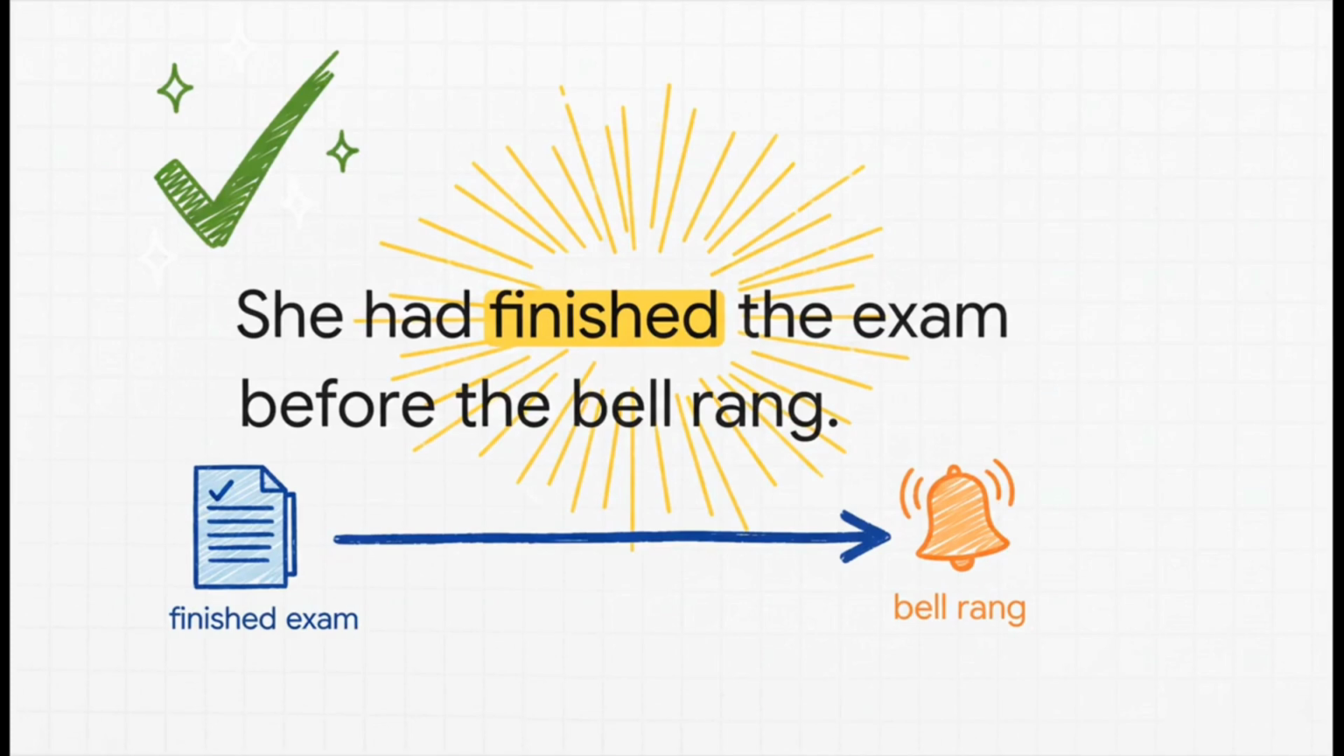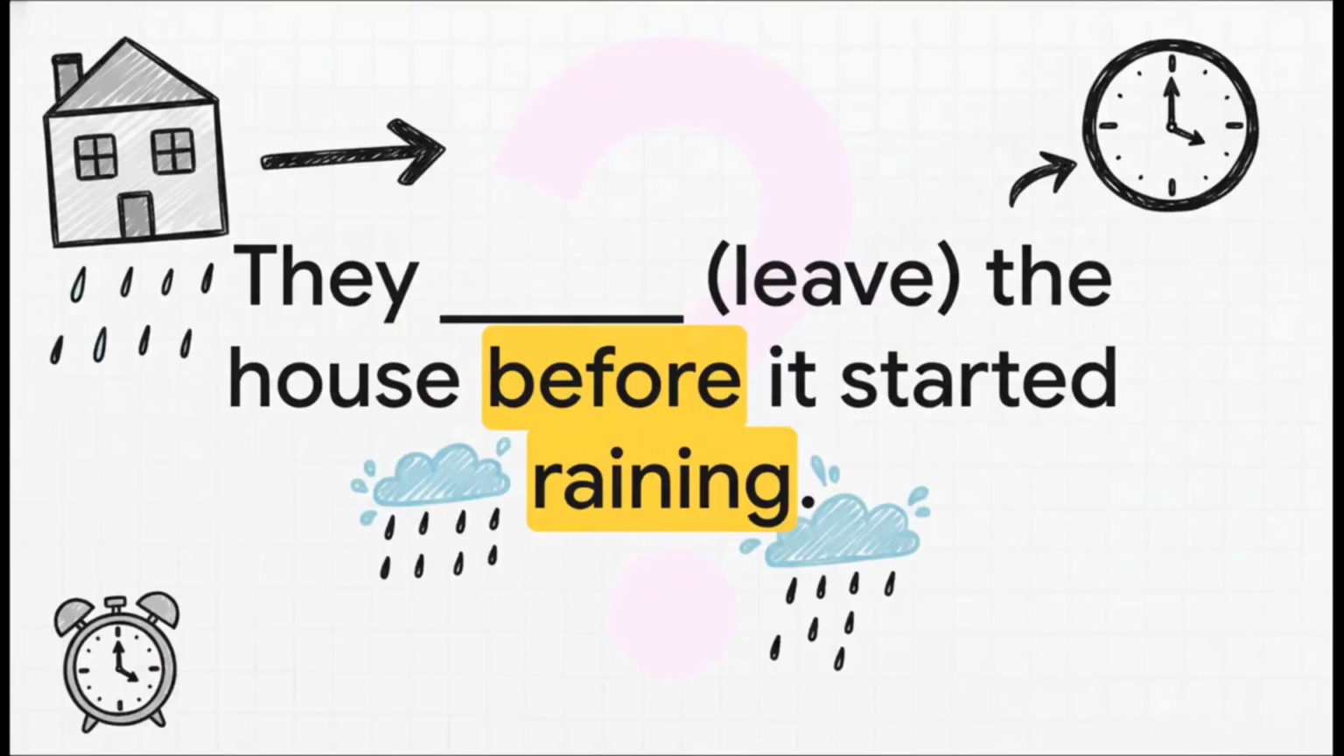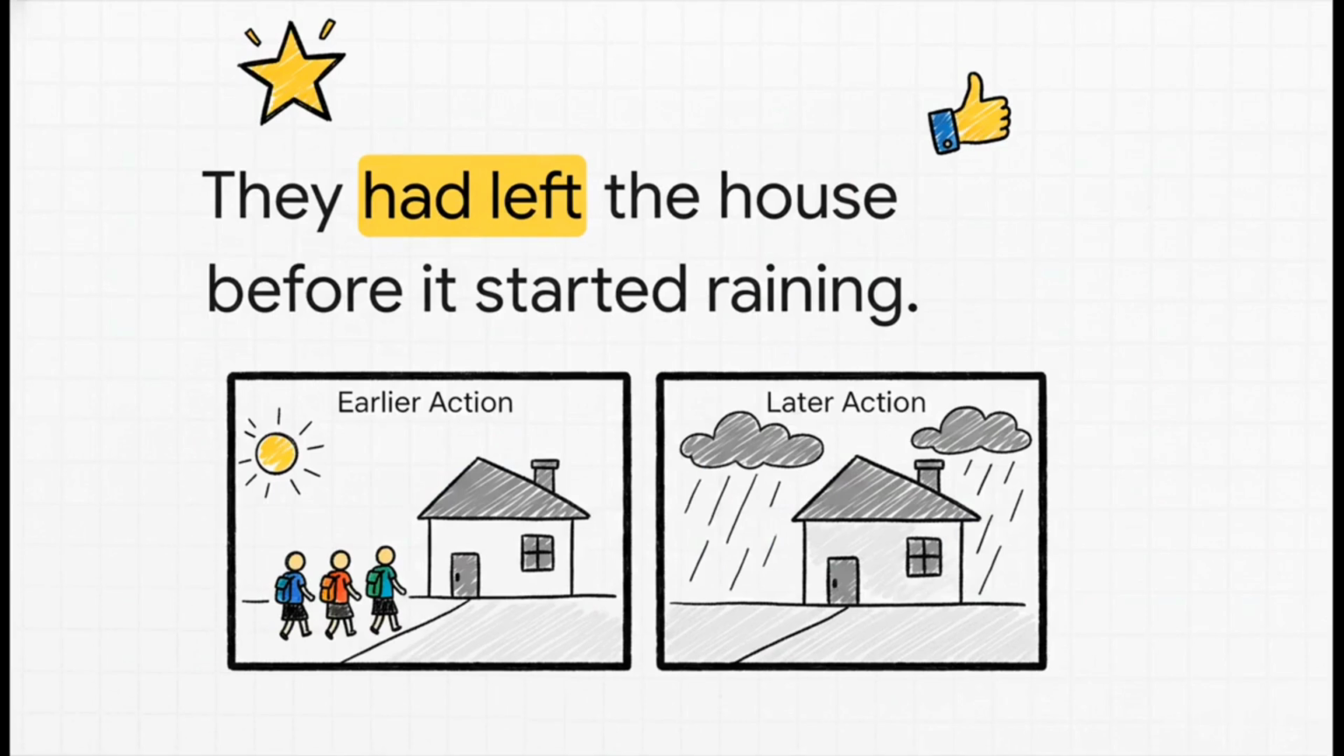Nicely done. Okay, let's do one more, just to be sure. They leave the house before it started raining. Again, two past actions, leaving the house, and the rain starting. Before is your big clue. What do you think? Perfect. They had left. They were already out the door. And then the rain started. See? You've totally got this.